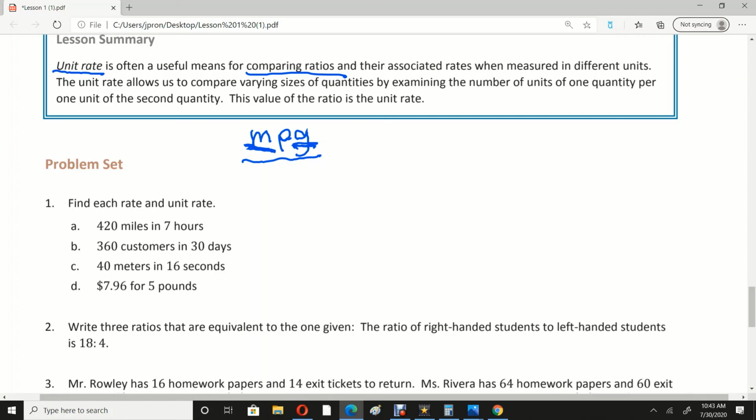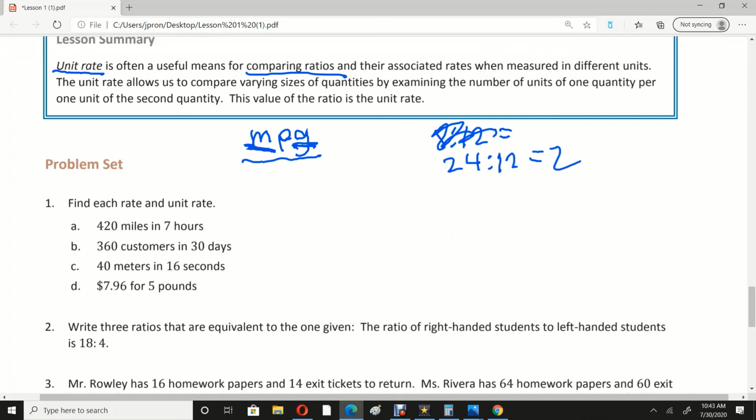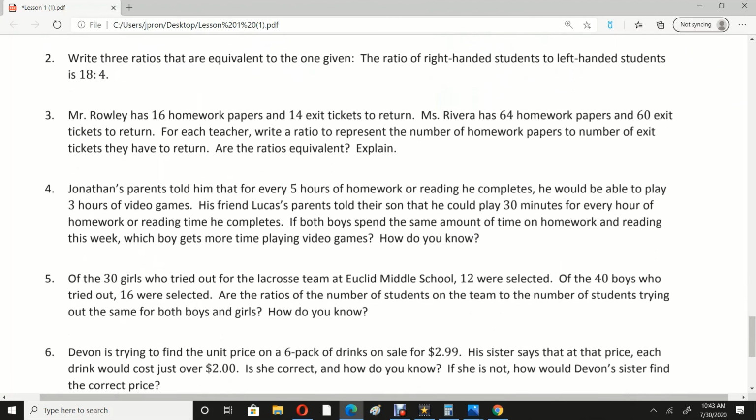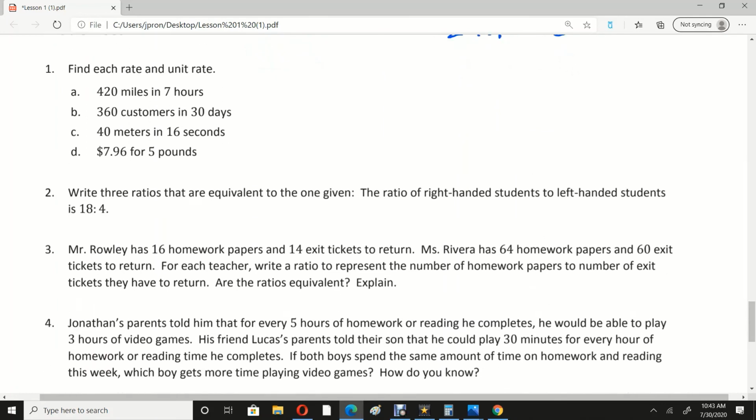This value of the ratio is the unit rate, right? So the unit rate is your number value of that ratio. Okay, so when we compare boys to girls, for example, 8 to 12, the unit rate, oh, that wouldn't have been great. When we were passing out papers, we did 24 to 12, and the unit rate was 2. Great, fantastic. So from here, you're going to work the exit ticket and problem set. Remember your rules for your rubric for answering constructive response questions.